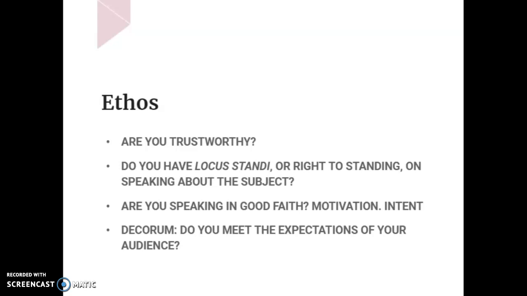So just to go over it one more time, as the speaker or the writer, if you are using the ethos rhetorical appeal, you're going to want the audience to think that you are trustworthy. So you're going to present yourself as being trustworthy. You're going to want to establish your right to standing or speaking about the subject, why it is you are an authority figure in this subject. Are you speaking in good faith? What is your motivation? What is your intent behind your speaking? And decorum. Do you meet the expectations of the audience? So that's the things you're going to be thinking about if you're using the ethos appeal.